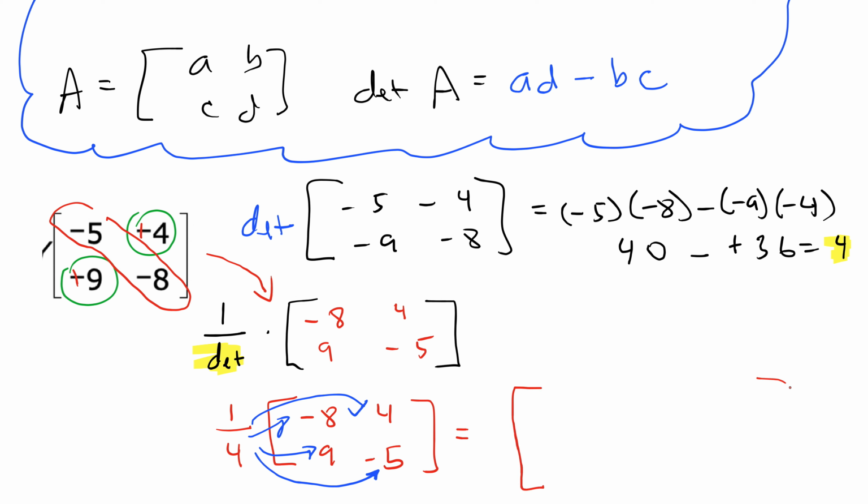Okay. So this will be like, I'll put 1/4 in front of everything here. 1/4, 1/4, 1/4, 1/4. And then it's going to be times -8 times 4 times 9 times -5.